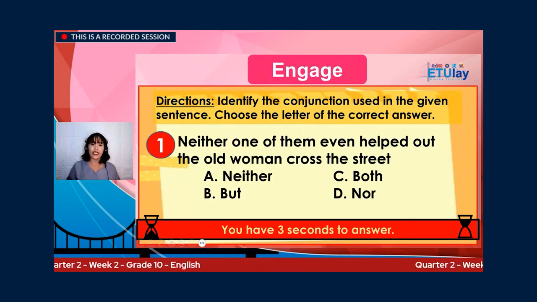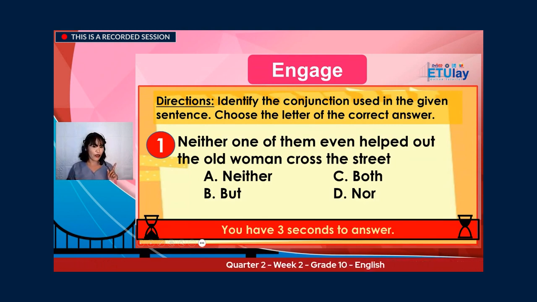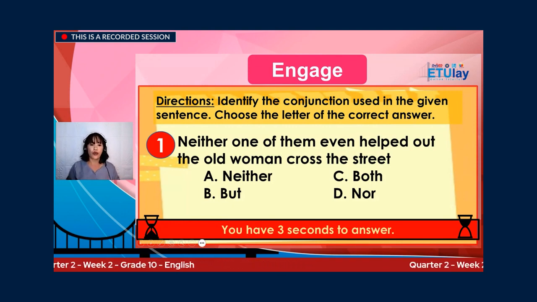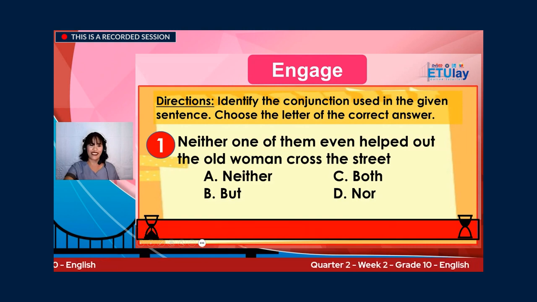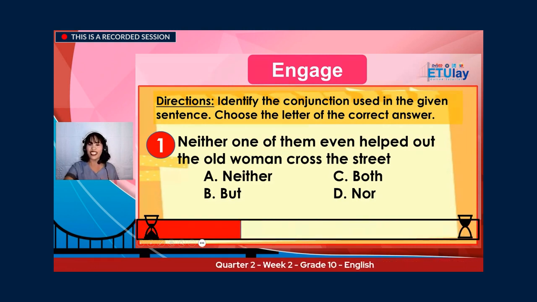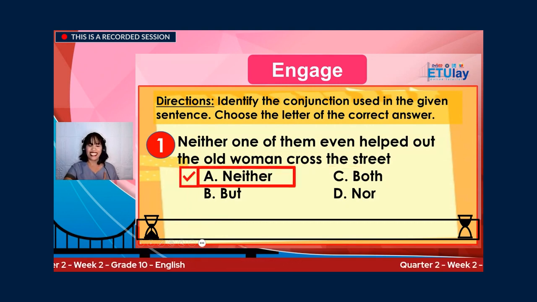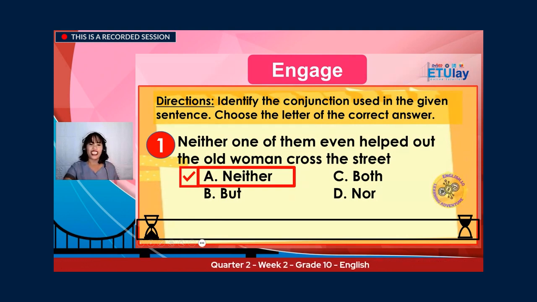Neither one of them even helped out the old women cross the street. Again, for number 1, neither one of them even helped out the old women cross the street. Is it A, neither, B, but, C, both, or D, nor? You have 3 seconds to answer, and time starts now. Identify the conjunction in the sentence. Time is up. The correct answer is, indeed, letter A, neither. Great job, dear wanderers. You got a token.